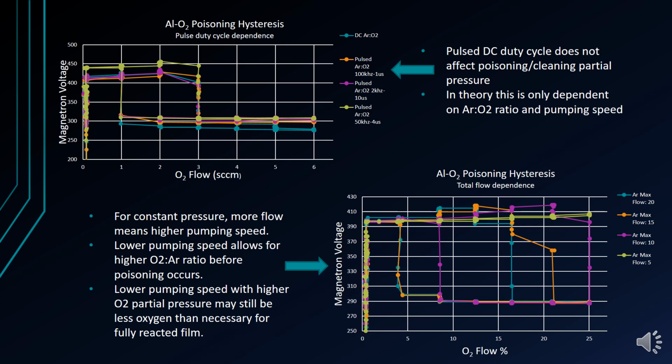Another interesting test involves collecting a poisoning hysteresis with total flow rates of the gas mixture as a variable. In these tests, the fraction of oxygen flow for each step is kept the same, the process pressure is kept constant, and the same number of steps is made for each sweep from pure argon to some defined oxygen to argon ratio. What this shows is that if you were to keep the oxygen flow at 25% of the argon flow, by reducing the total flow, you can shift when the target will poison.